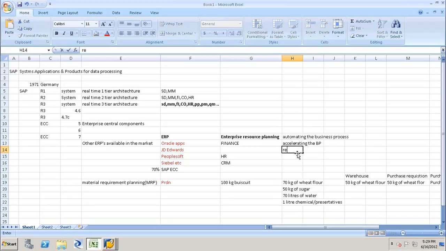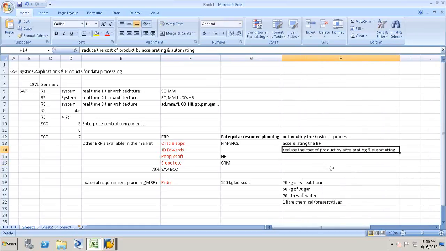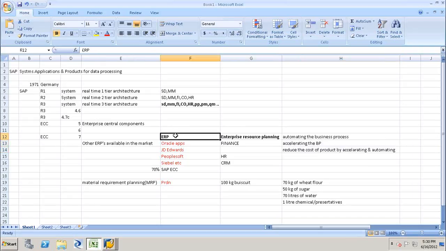Next one is reduce the cost of product. Reduce the cost of product by accelerating and automating the business process. This is the final, important one from a business point of view, to gain more profits. So these are the three advantages of ERP, or in reverse I can say it like that.